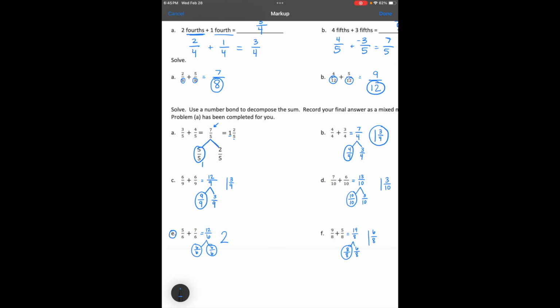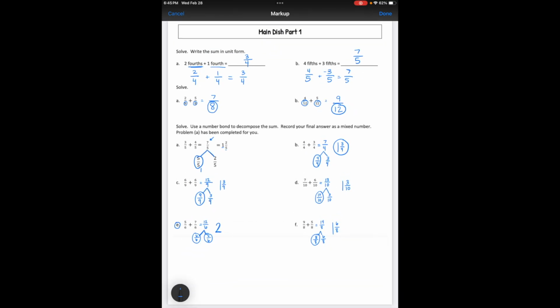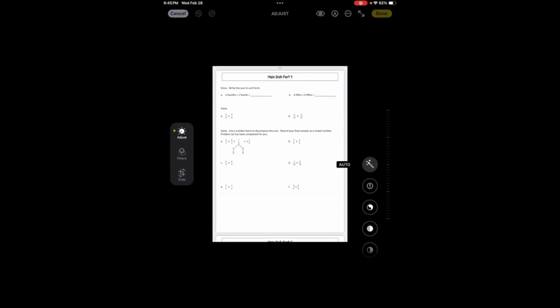E was a little bit tricky because we got 12/6 as our final answer, and when we pulled out 1 whole, we were still left over with another whole. So our final answer for this one was actually just the whole number 2. Let's go ahead and move on to main dish part 2.